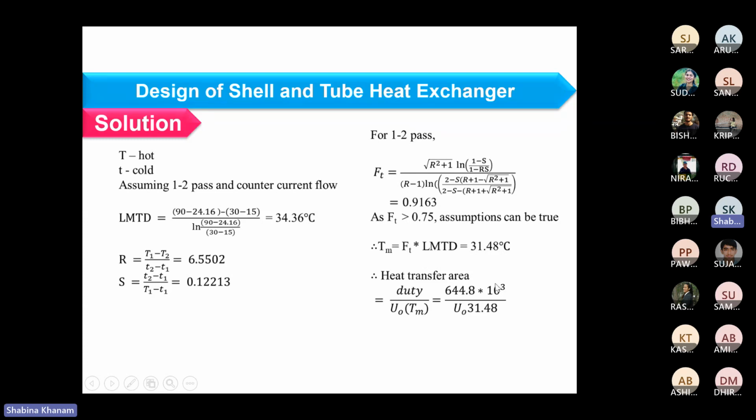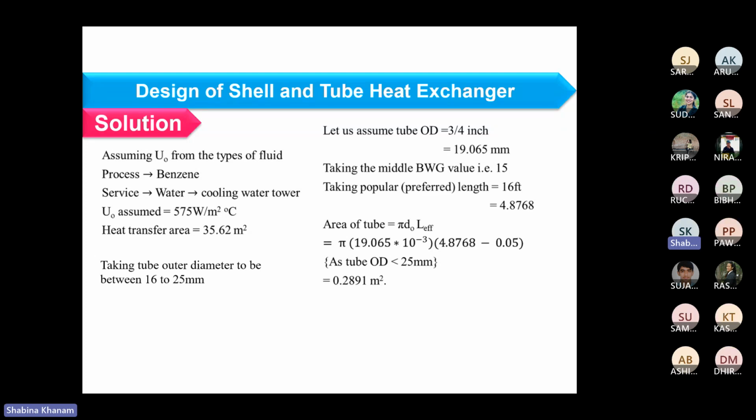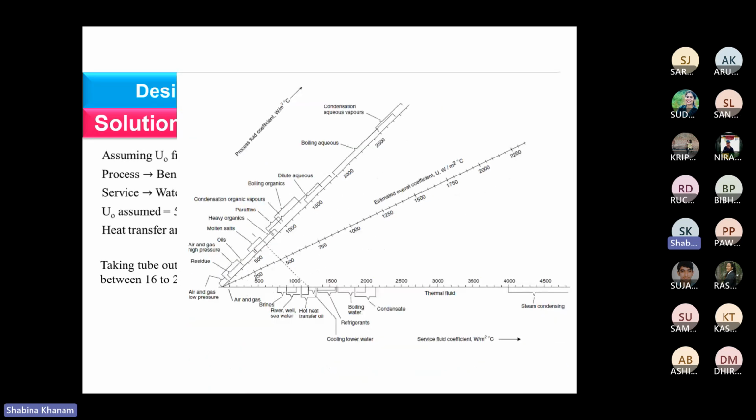The next step is to find the heat transfer area, but for that you need to consider U naught as the assumed value. So you need to assume the overall heat transfer coefficient. Here I have the process fluid as benzene and the service fluid as cooling water. You can use this chart.